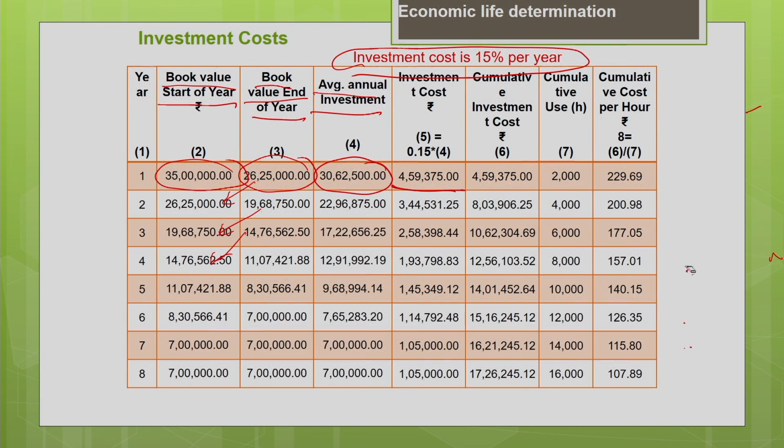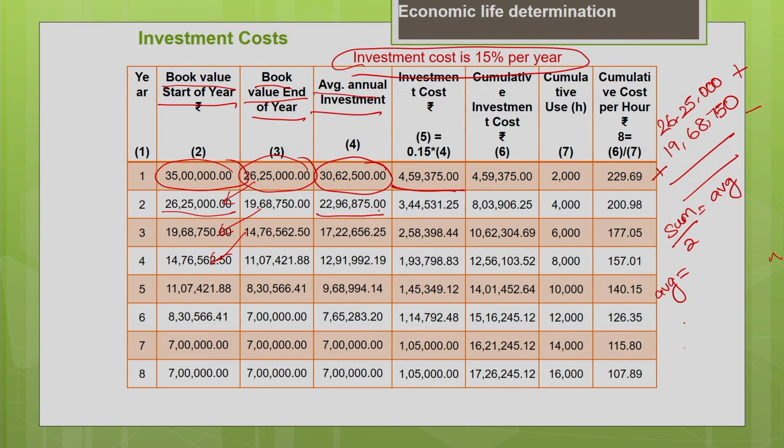Now, the average book value for the second year, same way: the book value at the beginning of the second year is 26 lakh 25,000, plus 19 lakh 68,000, the book value at the end of the year. Now, you add it, then the sum you divide by 2, you will get the average. That average is nothing but your 22 lakh 96,875 rupees. Okay. So, this is your average book value.